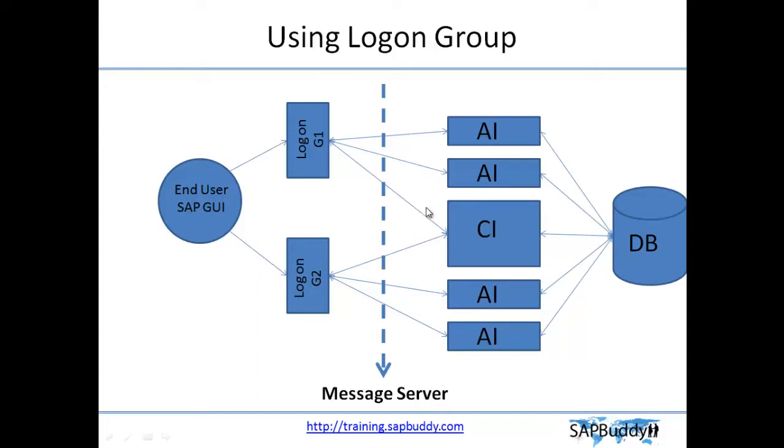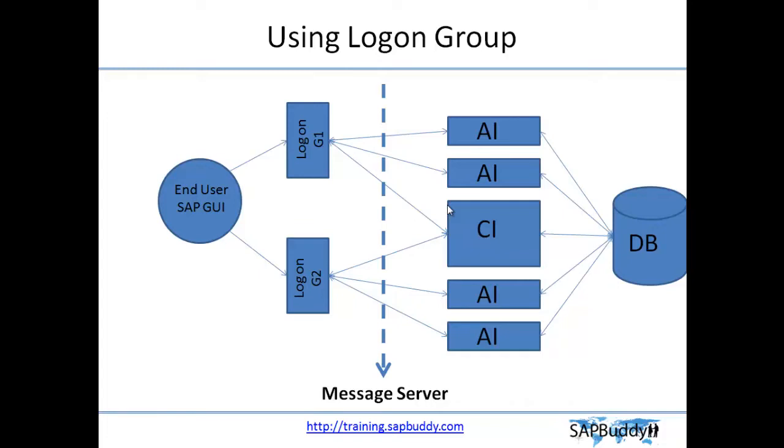You can also see here that the central instance can be assigned to more than one logon group. Similarly, the application instance can also be assigned to more than one logon group. It does not mean that if one application instance is assigned to one logon group, it cannot be assigned to another. You can assign it to multiple logon groups, depending on how you want to distribute it. This is based on the users.